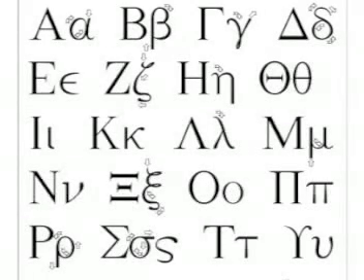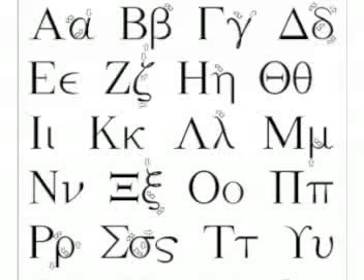Mu is pronounced as the M in the word mama. Nu is pronounced as the N in the word new. Xi is pronounced as the X in the word sex. X, almost like a KS. Xi.